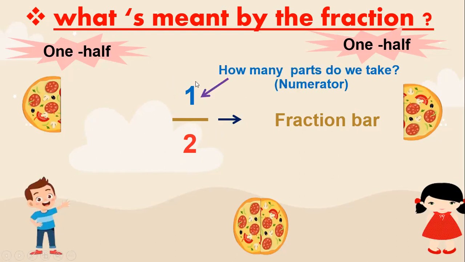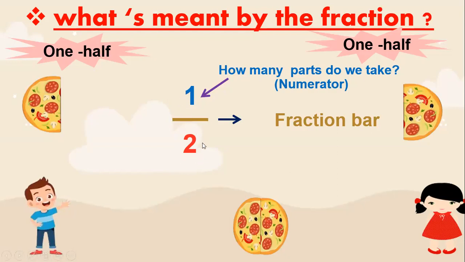Now number 1, the number at the top, is called the numerator. Repeat after me: numerator. I know it's a very long word, but we can divide it into multiple syllables. Numerator. So the number at the top is called the numerator. So 1 is called the numerator.